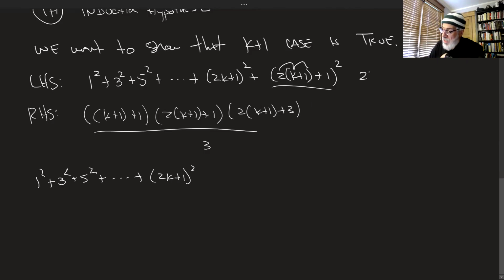So that's 2k plus 2 plus 1. So the inside is 2k plus 3. So the next term is 2k plus 3 squared.